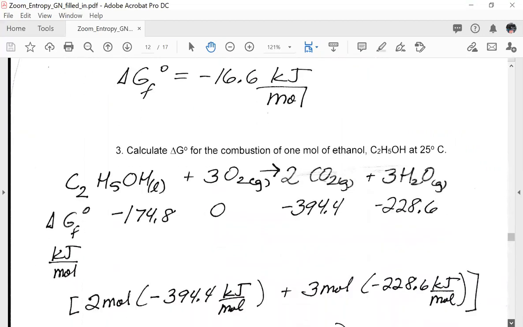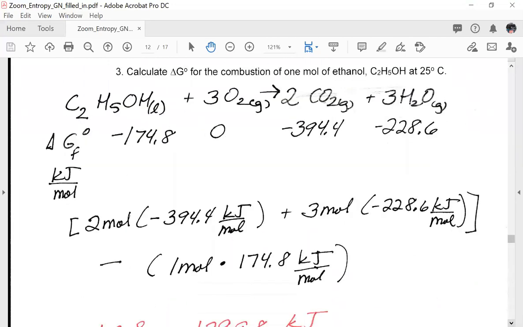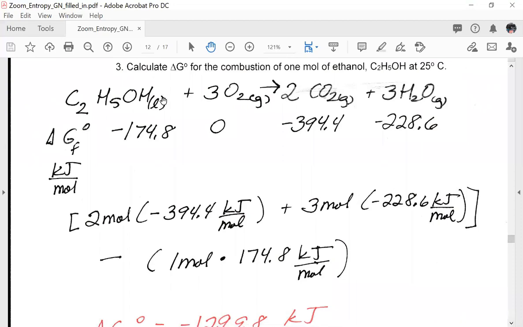Okay, so let's look at another question. This is asking us to calculate the delta G at the standard state for the combustion of 1 mole of ethanol, and this is the formula for ethanol, at 25 degrees C. So we write our equation. You guys are supposed to know that combustion means plus oxygen. We have to balance it. So we have ethanol, C2H5OH, plus 3O2, going to 2CO2 gas, plus water. You should know combustion of a hydrocarbon, or in this case, a hydrocarbon with an oxygen, is always going to give you carbon dioxide gas and water.